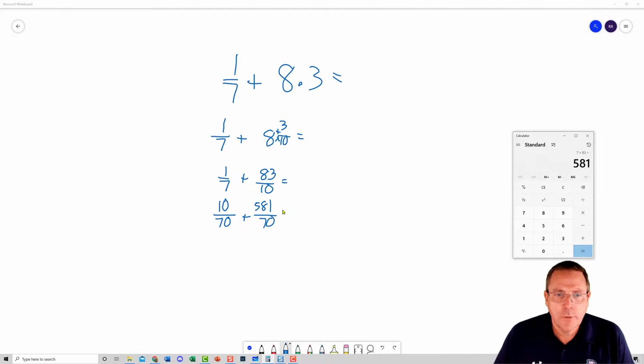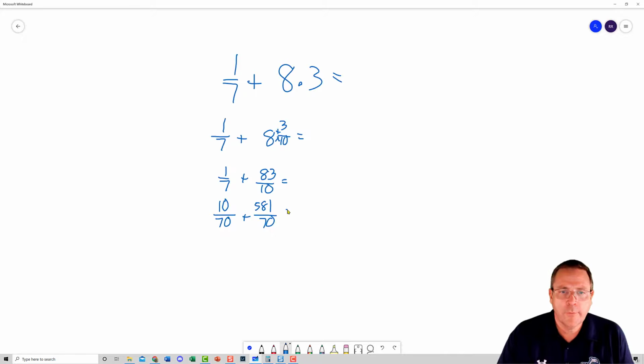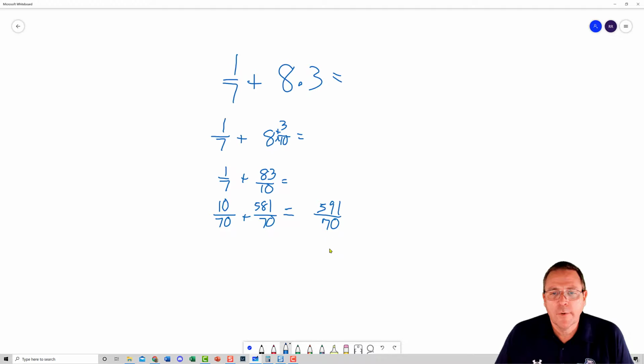Next thing we're going to do is add our numerators. I'm going to add my numerators and leave my denominators alone. So 10 plus 581, that's going to be 591 over 70. Now comes the part that's going to be a little bit of a challenge, changing that back into a mixed number.